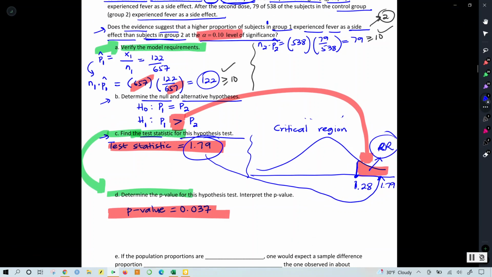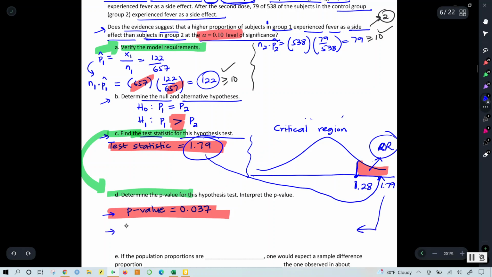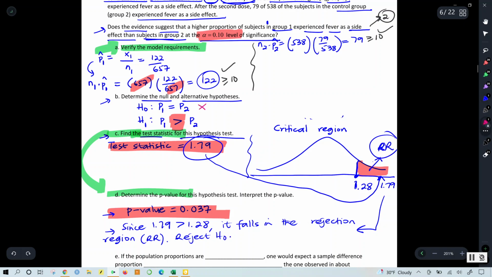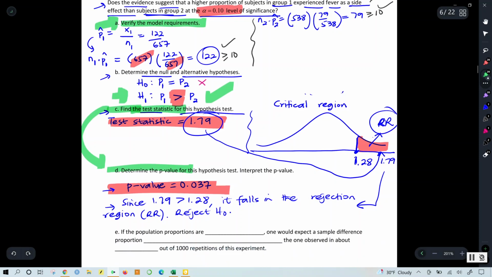Remember, when your test statistic falls in the rejection region, what do you do to the null hypothesis? So this means I should, since 1.79 is greater than 1.28, it falls in the rejection region, RR. So that means I should reject the null hypothesis. If I'm rejecting the null hypothesis, it means this is the bad one and this is the good one. What we want to test, which is the alternative hypothesis, has sufficient evidence for it.